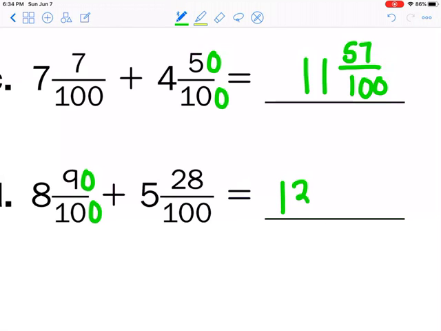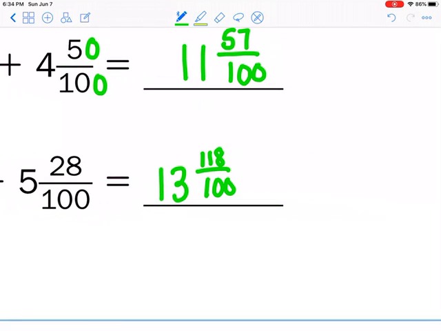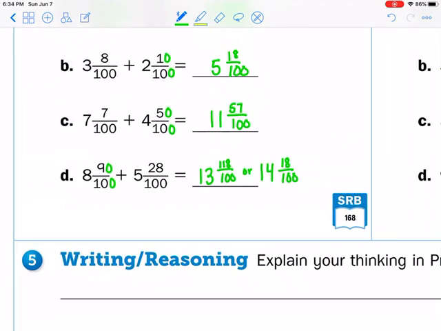So 8 plus 5 is 13. And then 90 plus 28 gives you 118. And you'll notice this is an improper fraction. So we need to take out a whole, which would make the 13 a 14. And 118 minus 100 leaves you with 18/100.